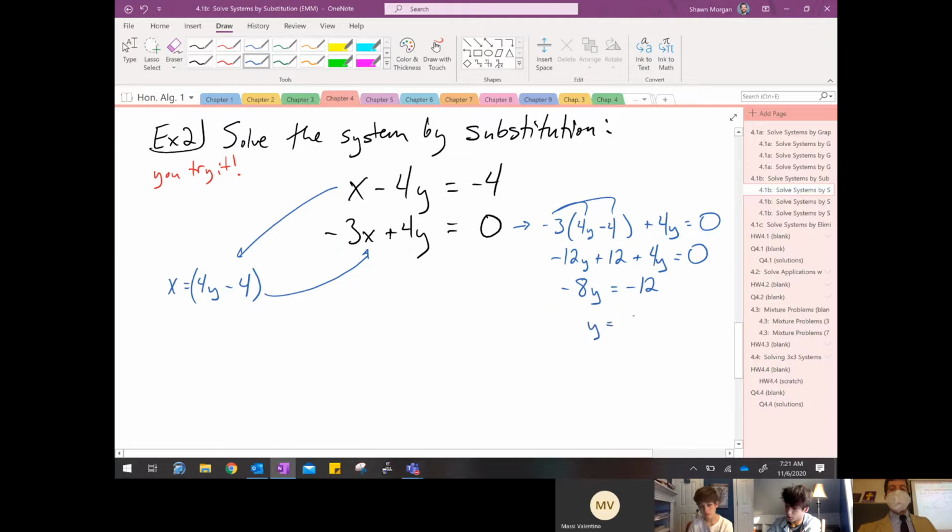Negative over negative is positive. And it looks like that's 3 halves. 4 goes into 12 thrice and goes into 8 twice. So we get y equals 3 halves. Is it okay that I get a fraction as my answer? Yes. All right, very good. And Joey, are we finished?